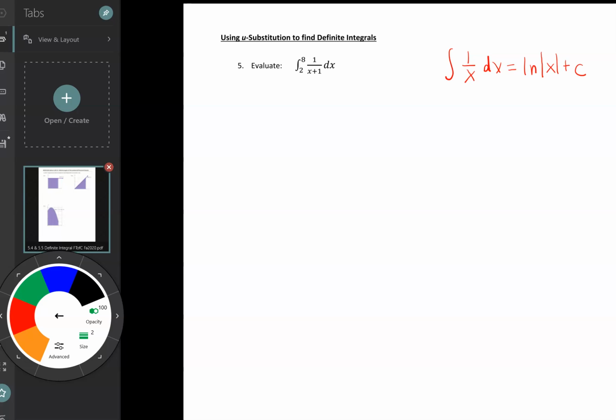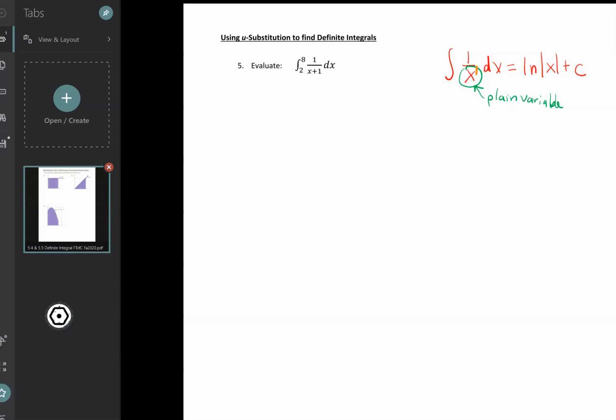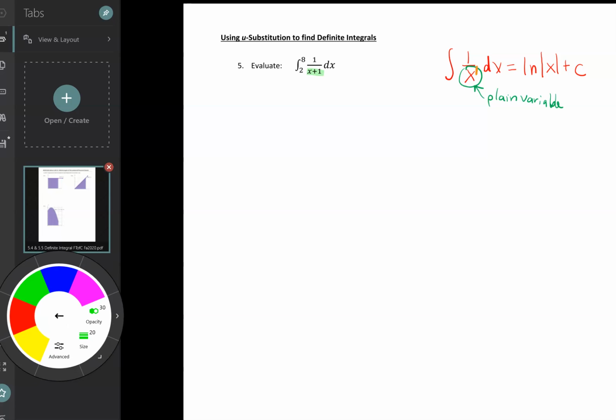To reverse this rule, I need a plain variable in the denominator, a plain variable with an exponent of 1. And right now I have a binomial in the denominator. So I'm like, whoa, that's not a plain variable. It's an x plus 1, not just an x. But it does have an understood exponent of 1, right? So we've got that going for us.